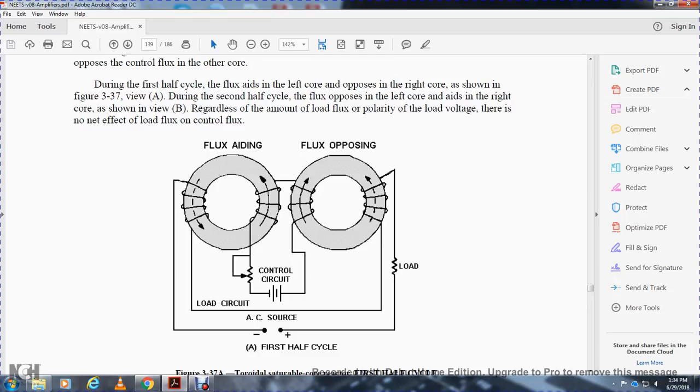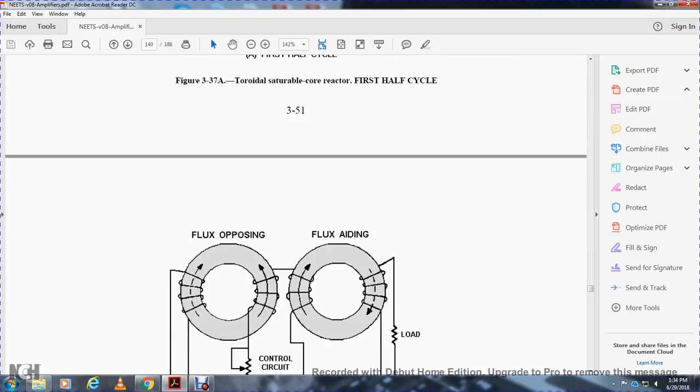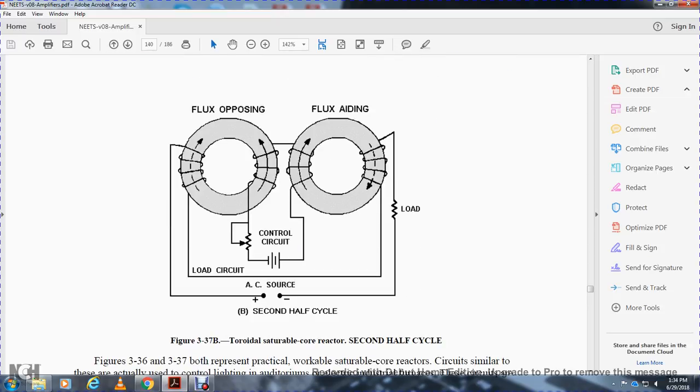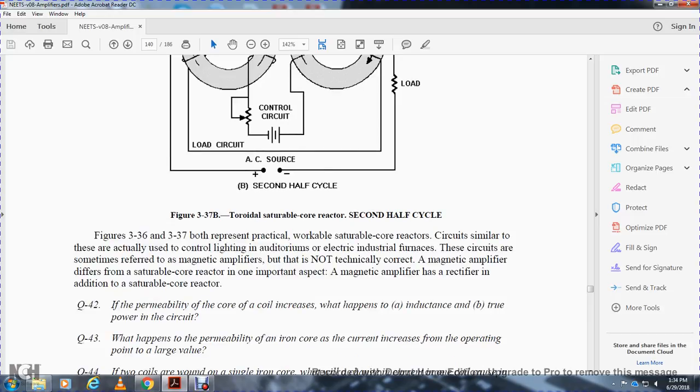First half cycle, AC, DC control circuit in the middle, flux aiding, flux opposing, flux aiding, reverse, second half cycle.